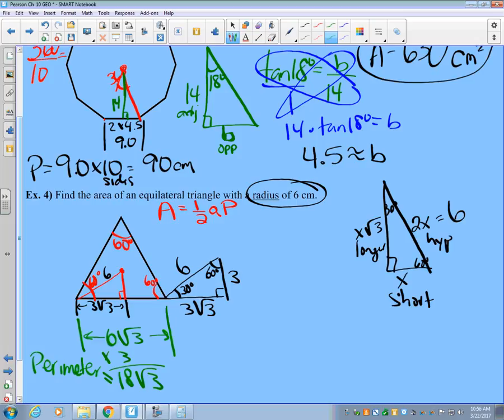Now I have everything I need for this formula. The apothem is 3. The perimeter is 18 root 3. I don't want to multiply 1.5 by 18, so I'm going to take half of 18 first. Half of 18 is 9. 9 times 3 is 27, and the root 3 just stays. So the area is 27 root 3 centimeters squared.